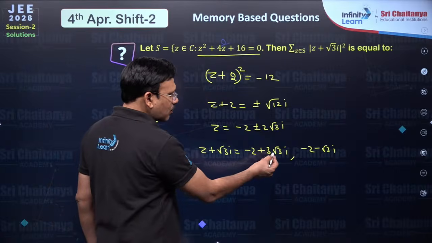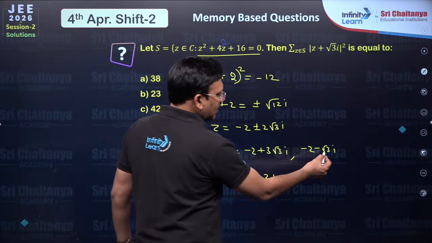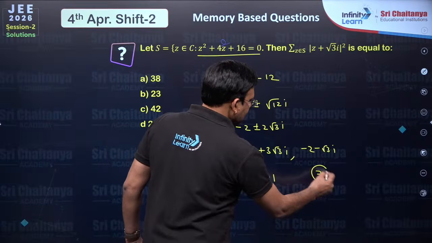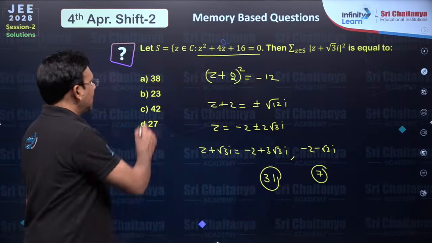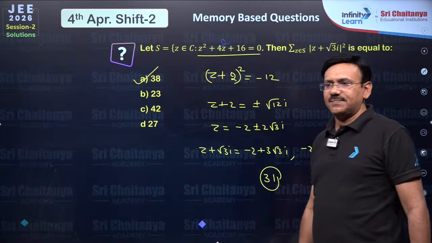Its magnitude square is 27 plus 4, which is going to be 31. Here 4 plus 3, 7. Sum of these two is going to be 38, which is the right answer. This question is very easy.